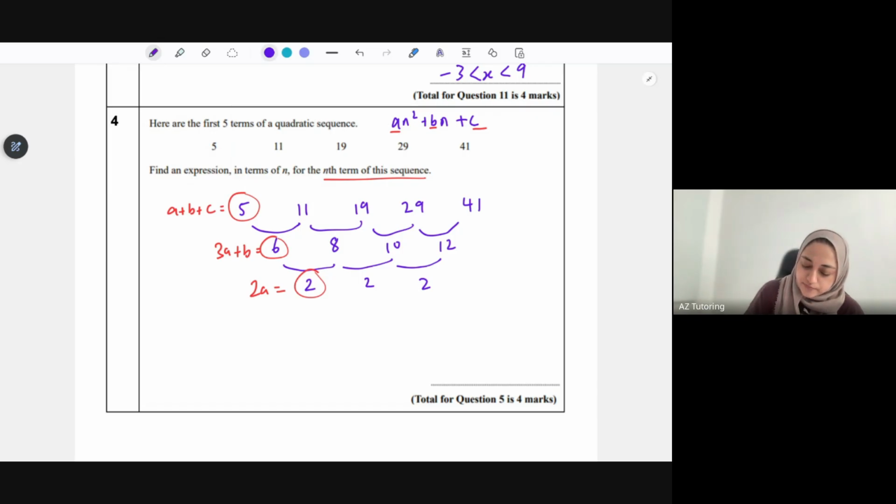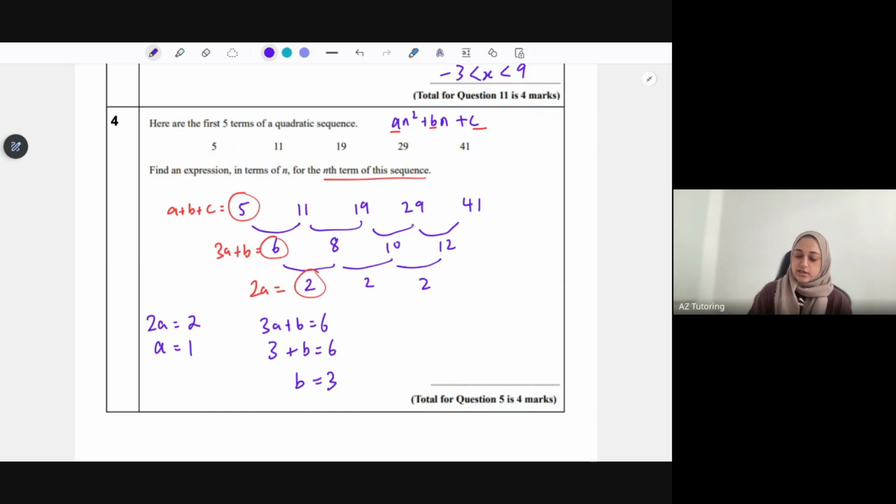Okay, let's solve each of them. For this first one, we've got 2a equals 2. So to get a by itself, I need to divide by 2 because that's the opposite of timesing by 2. So 2 divided by 2 is 1. So we found a is 1. Now let's do the second equation. 3a plus b equals 6. We know what a is. A is just 1. We solved it here. So 1 times 3 is 3 plus b equals 6. To get b by itself, I need to minus the 3 over to the other side. 6 minus 3 is 3.